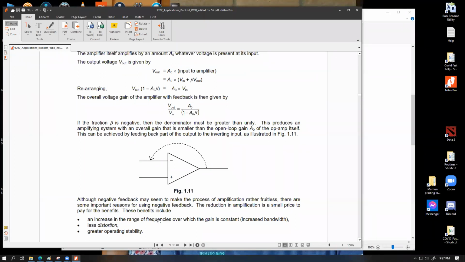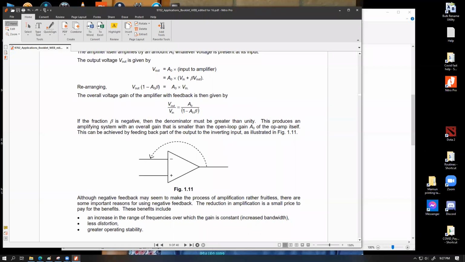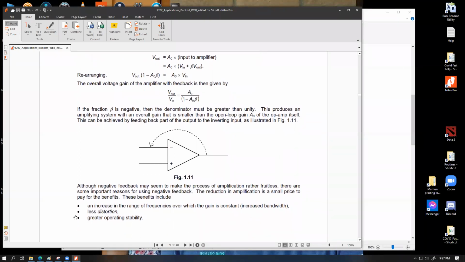An increase of the range of the frequency over which the gain is constant, increased bandwidth. You can simply write increased bandwidth. It gives us less distortion. It gives us greater operating stability. I'm not going to go into a large amount of discussion about these things. This can actually be elaborated a lot, but you don't need that for your syllabus.